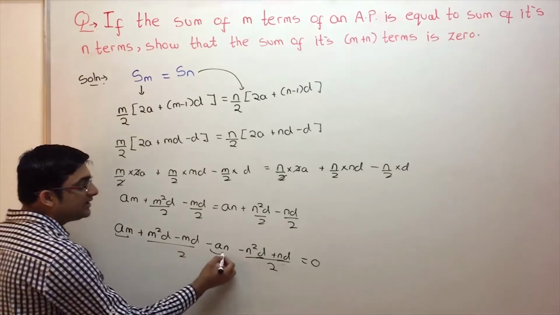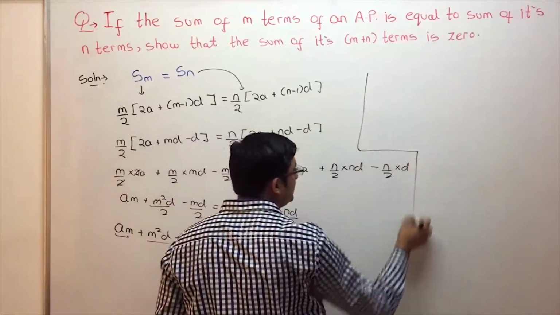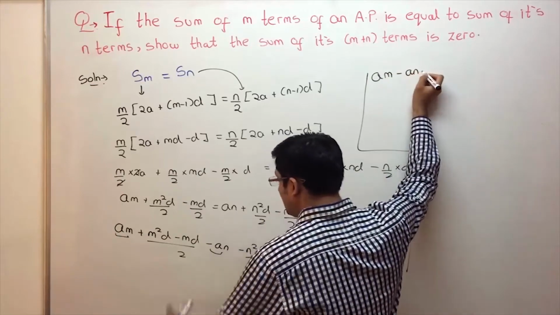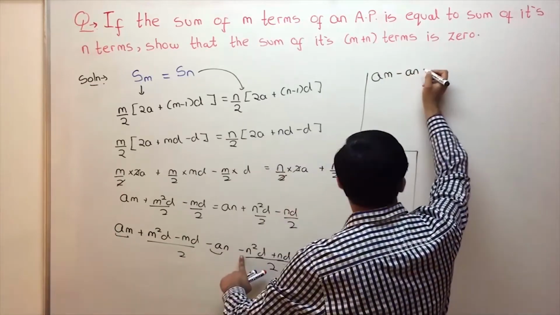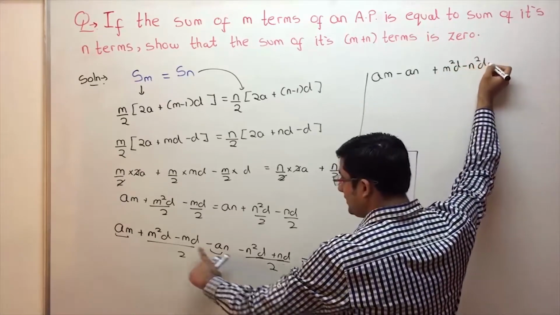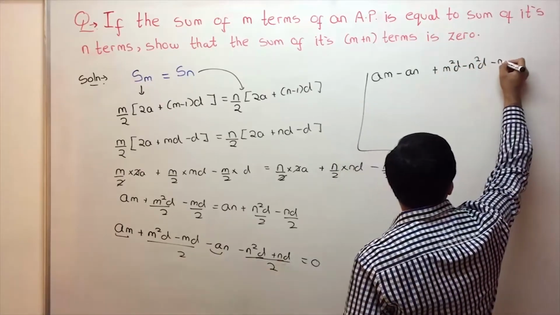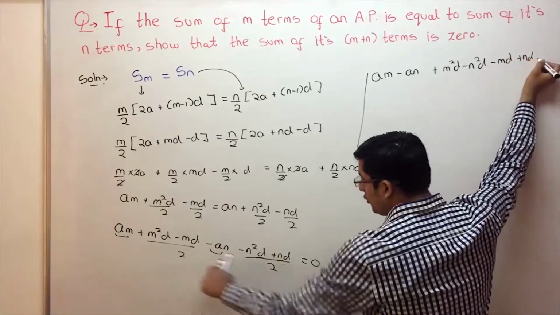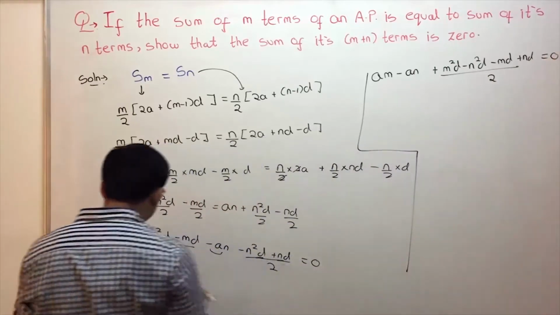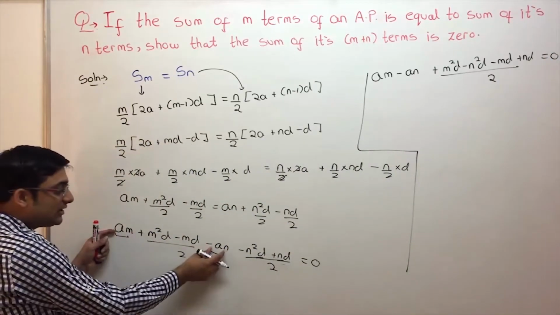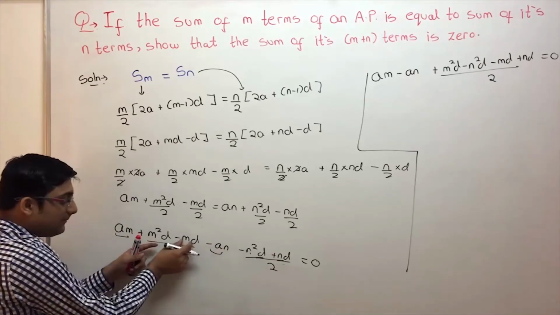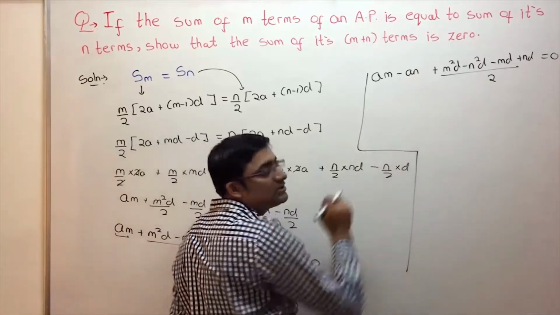Now take am and an together. So we have am minus an, then plus m square d minus n square d minus md plus nd. All of these are above 2, is equal to 0. I repeat, see what did I do? I put these two terms together, am minus an. Now here we basically have denominator 2. So m square d minus n square d minus md plus nd upon 2 is equal to 0.